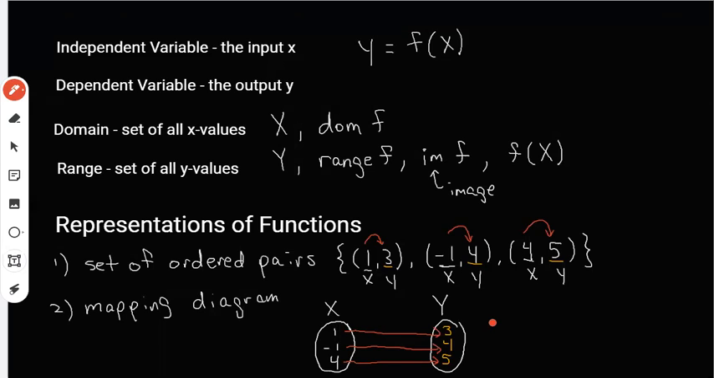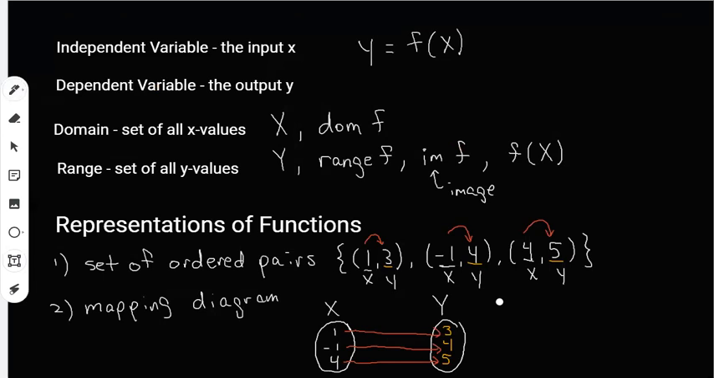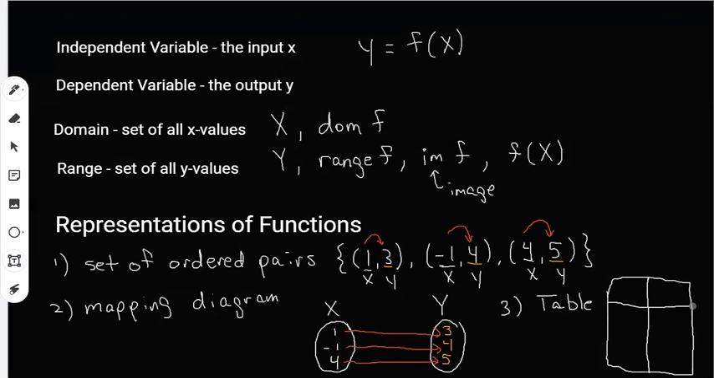And then we can have a table. So that's going to be my third way. I can write a table. So what does that look like? Well, it's basically going to look like a chart that's going to be divided down the middle, where all your x values are going to be on the left side. So I'm going to put a capital X right here, and all your y values are going to be on the right side. So I'm going to put a capital Y right there.